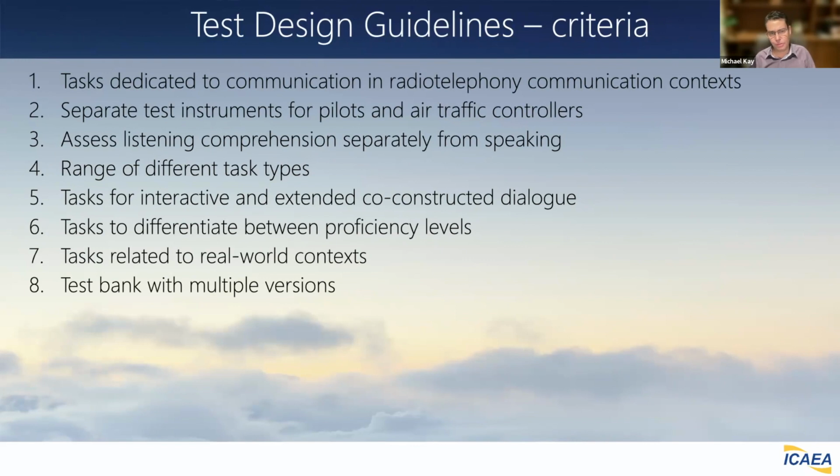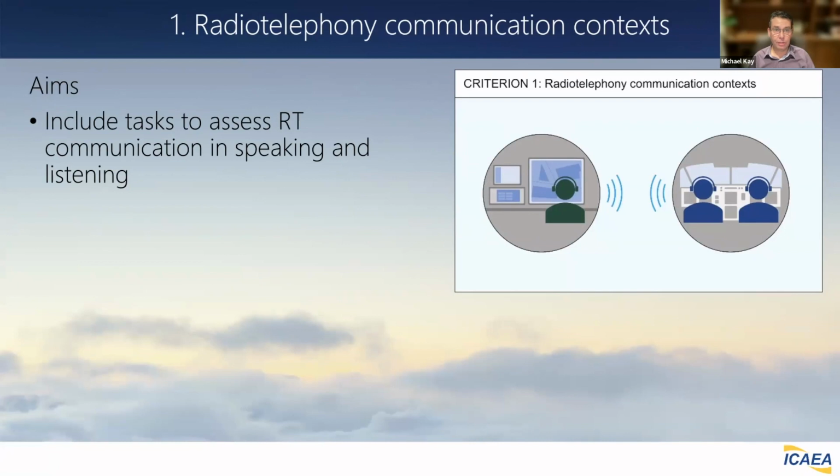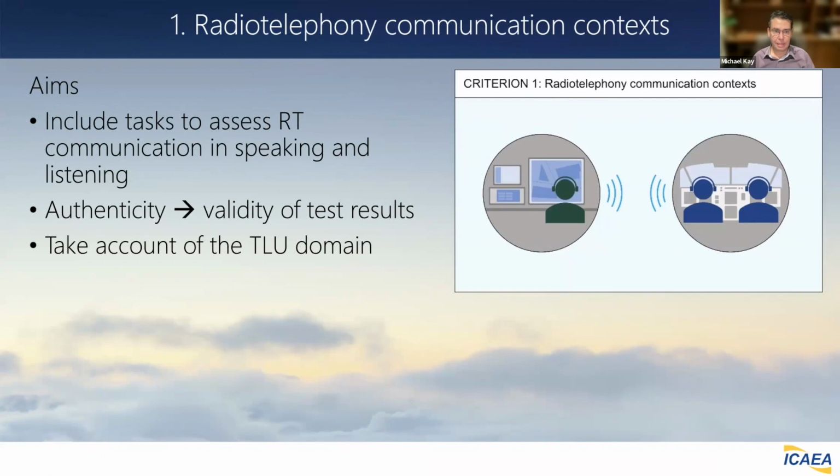It's not a lot of things to talk about here, but I'll go through it really briefly. Some of them are clearly a lot more important. Number 1 here is a very important one based on what I talked about earlier. So the first one: tests need to include contexts that allow or elicit radio telephony communication. RT is radio telephony. The aim here is to include radio telephony in both speaking and listening components of tests. This, of course, improves the authenticity and the validity of the results. It takes account of that target language use domain.